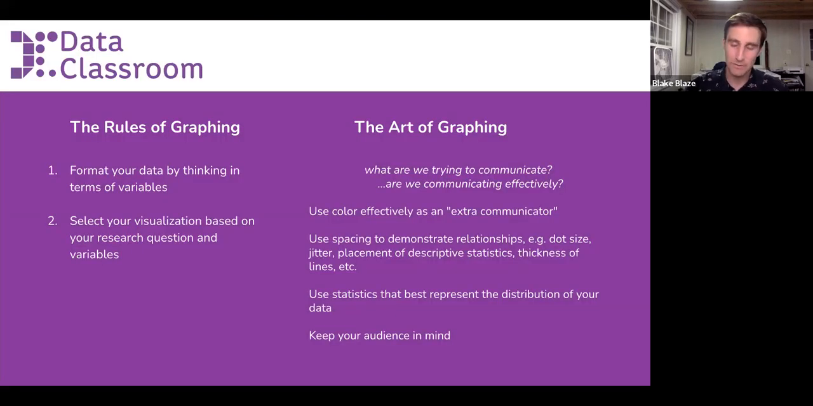So to quickly revisit them, the rules of graphing: format your data, think in terms of variables, and then select your visualization based on your research question and those variables. The art of graphing: use color when you can, use spacing, use statistics that best represent the distribution of your data. Again, that's mean or median based. And finally, keep your audience in mind. And that could be anything from how you're presenting the paper to the actual age or scientific experience or knowledge of your audience.